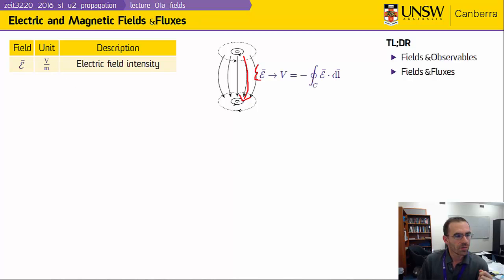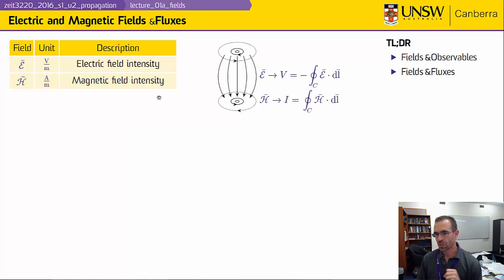We also have magnetic field intensity. Whereas this script E denotes the electric field, this script H with a bar over it is the magnetic field. It's related to current. And we have the magnetic field intensity in units of amps per meter.